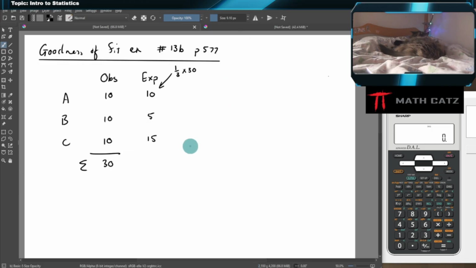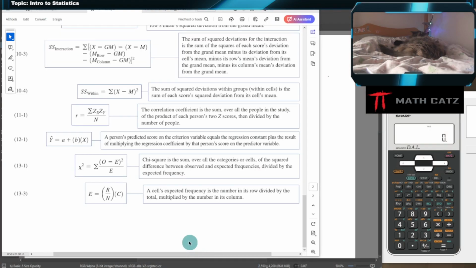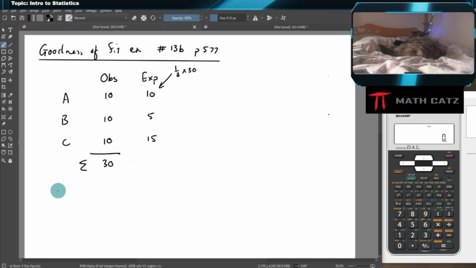So now, let me remind you the formula that we're ultimately aiming for is this one over here. We're building our chi-squared statistic, and we're looking at observed minus expected, squaring those differences over expected for each one, and then we'll add them all together. So let's move towards that.